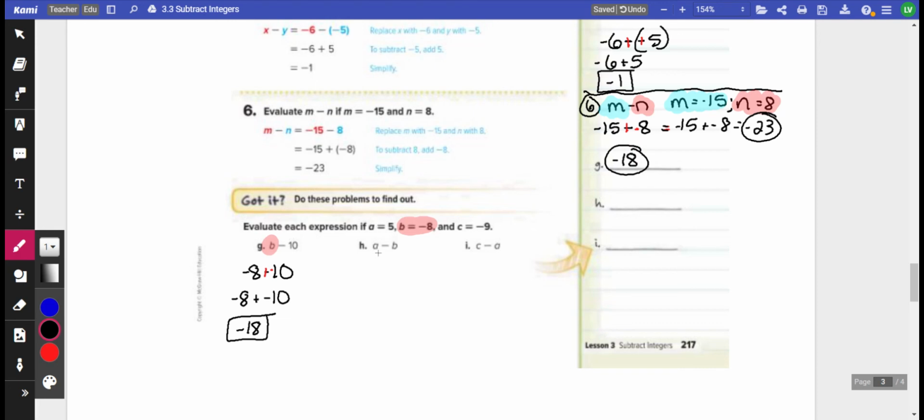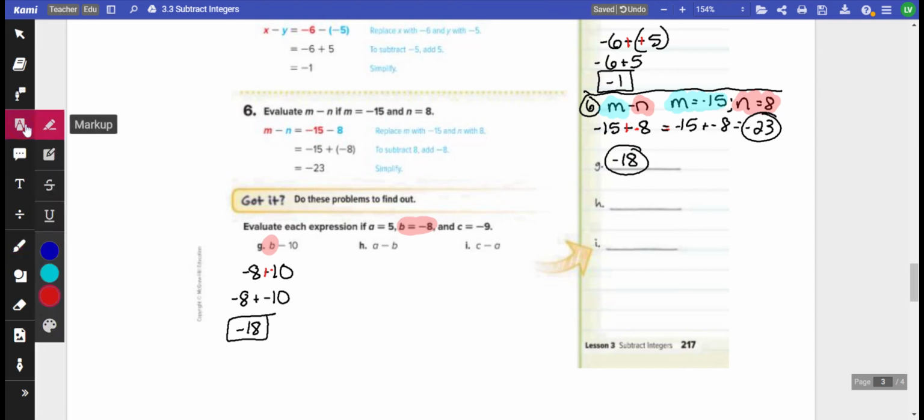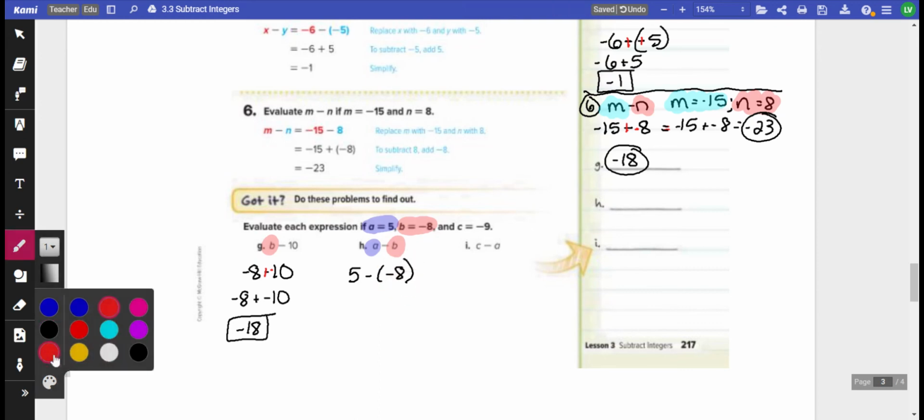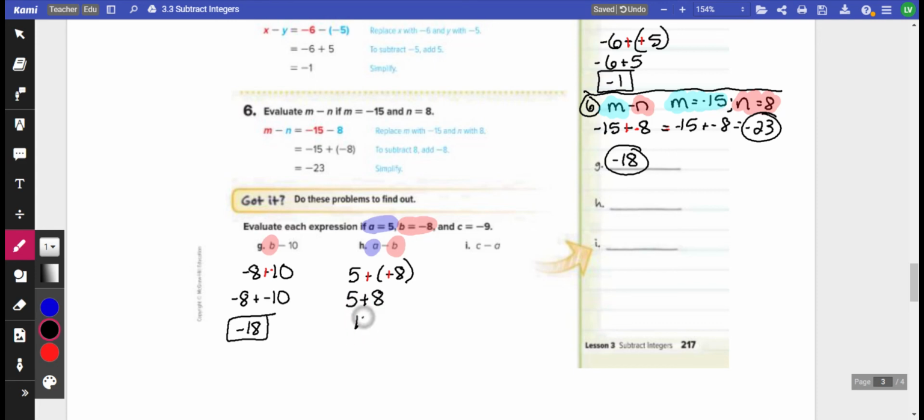All right, letter H. This is A minus B. Well, I already know that B equals negative 8 from what I highlighted before. Then letter A is 5. So I'm going to replace both of those. So this becomes 5 minus negative 8. Well, I want to do my additive inverse, so I'm going to add and make that a positive 8. That becomes 5 plus 8. Well, 5 plus 8 gives me 13.